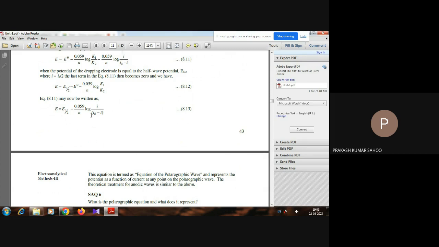So this is the equation for the polarographic method: E equals E half, that is the half-wave potential, minus 0.0591 by n log I by (ID minus I). This equation is deduced by applying a boundary condition, that is, at the half-wave potential E half, I becomes ID by 2.